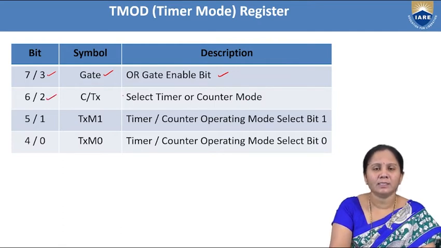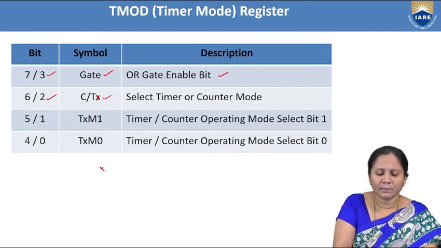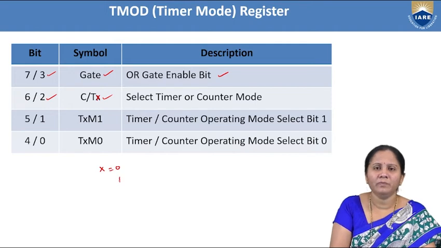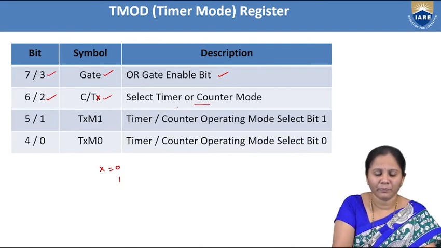And the 6th and 2nd bits are related to C/TX. Here this X represents 0 or 1. If it is 0, it indicates timer 0. If it is 1, it is related to timer 1. So the C/TX bit is used to select timer or counter mode.